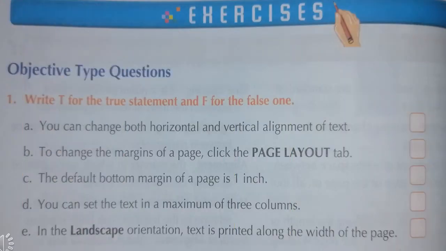Hope all of you have completed this task in the book, page number 70, true false. You can change both horizontal and vertical alignment of text. To change the margins of a page, click the Page Layout tab. The default bottom margin of a page is 1 inch. You can set the text in a maximum of 3 columns. In the landscape orientation, text is printed along the width of the page.